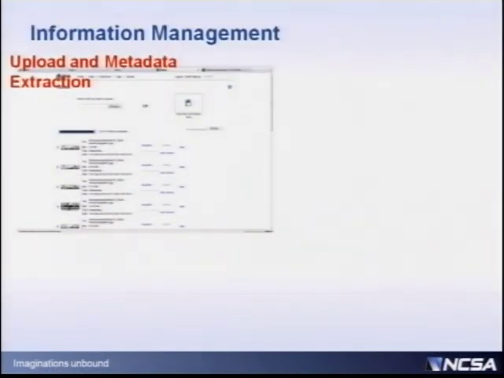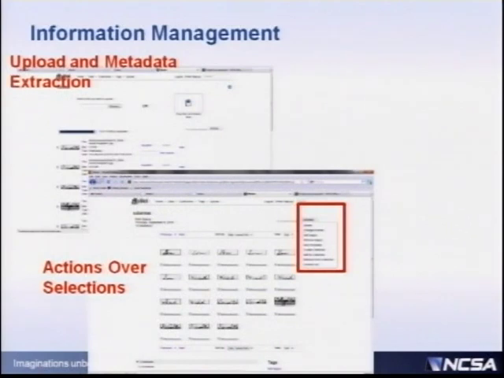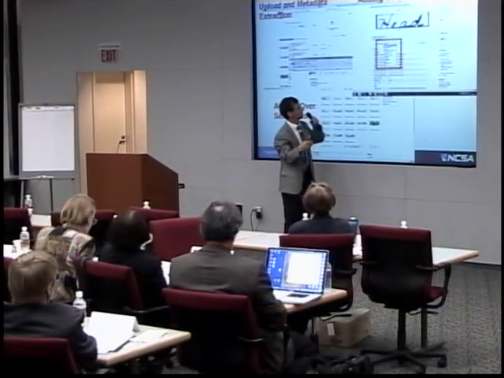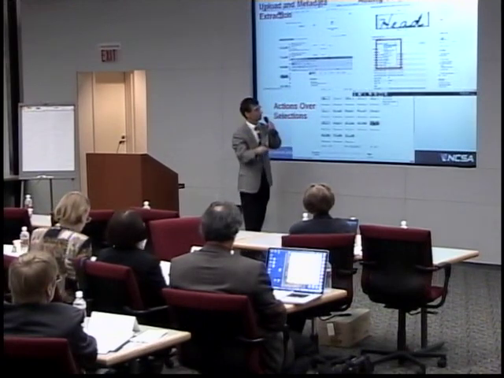So again, as I was showing before, you can upload and automatically extract metadata. You can do all kinds of operations over those collections. Like here, you can create a collection, add metadata, add to collection, remove, and so forth. But you can also do operations like add user-defined metadata. Here we can add title, bibliographic citation, copyrights, language, publisher, and so forth. So you can always enter whatever you need to.